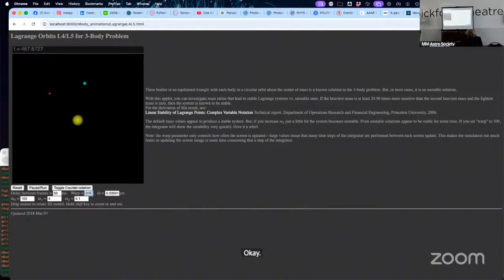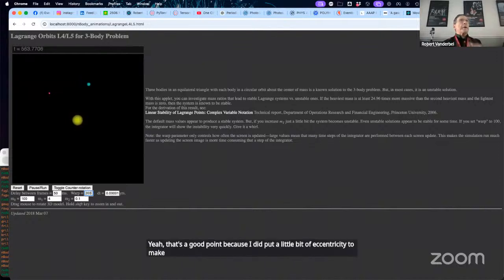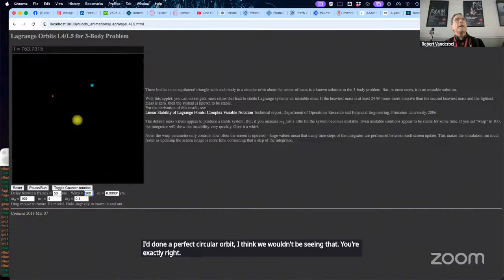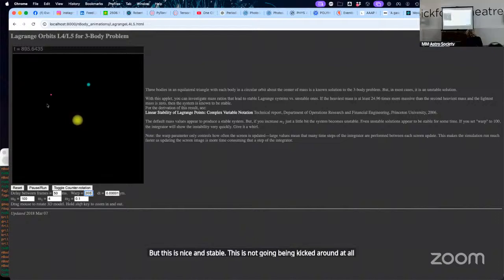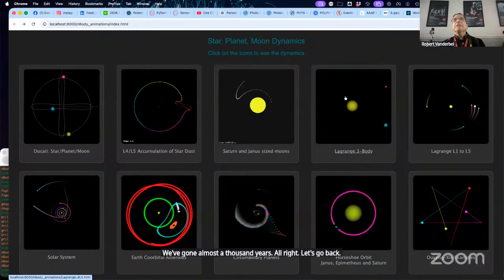Yeah, that's a good point, because I did put a little bit of eccentricity to make this an accurate representation of Jupiter's orbit around the sun. If I'd done a perfect circular orbit, I think we wouldn't be seeing that. You're exactly right. But this is nice and stable. This is not being kicked around at all. We've gone almost 1,000 years. All right, let's go back. What other things to show you?